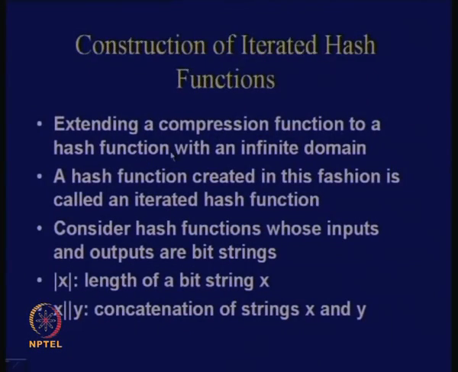Okay, so now if you see this slide, extending a compression function to a hash function with an infinite domain. So that is the objective of the iterated algorithm. Okay, so a hash function created in this fashion is called an iterated hash function. So we will consider a hash function whose inputs and outputs are bit strings, which means they are 0, 1 values. And again, you note that mod x denotes the length of a bit string x, and this particular symbol is a concatenation symbol. Okay, so x concatenated y will be represented in this fashion. So x is a string, y is a string, and we concatenate in this form. Okay, so these are some notations.